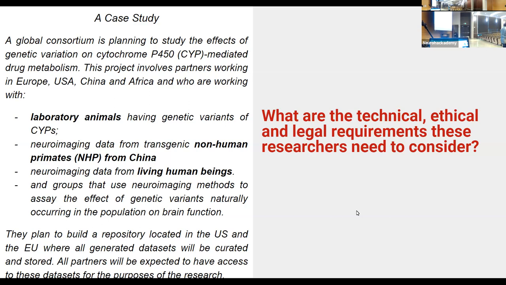And how do they also avoid data contamination, thinking that they own the data now, and people in China and Africa lose access and control of the data? That's also an important one.